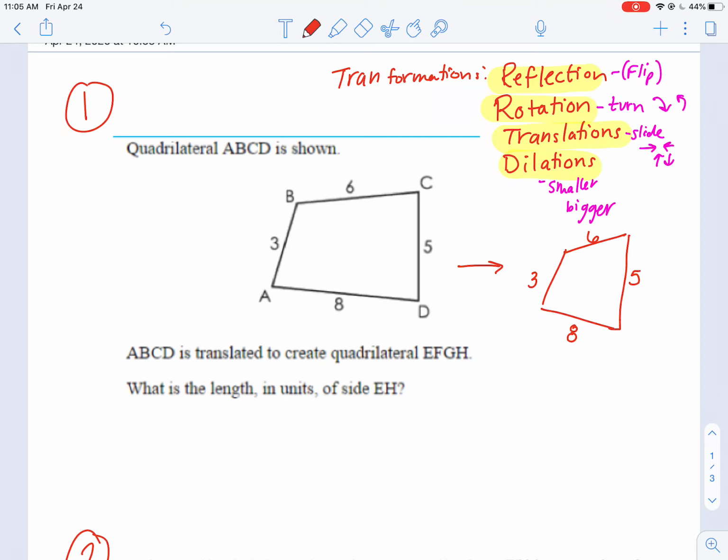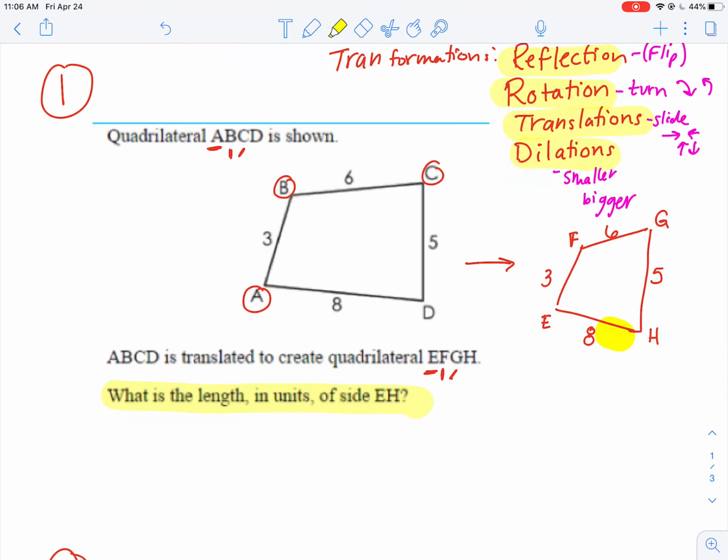But that's easy because it tells us that my A is going to match up with E. Okay, so if A is in the bottom left corner, E is also in the bottom left corner. F needs to match up with B, so F is going to be the top left corner. G needs to match up with C, so G is going to be the top right, which then H is the bottom right. Okay, now the question says, what is the length in units of side EH? So EH, if you look at our new picture, is 8 units. Okay.